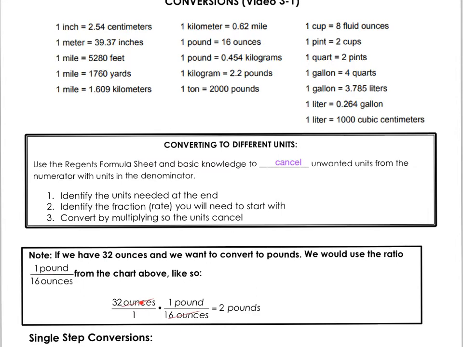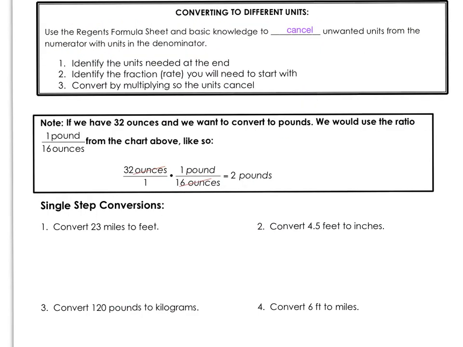We start off with 32 ounces. It's not per anything else, so it's just over 1. And then we need to use the pounds and ounces to cancel. Ounces is in the numerator, so that means I need ounces in the denominator, so ounces will cancel with ounces. 32 times 1 over 16 we can put in as a fraction in our calculator, and that'll give us the 2 pounds.